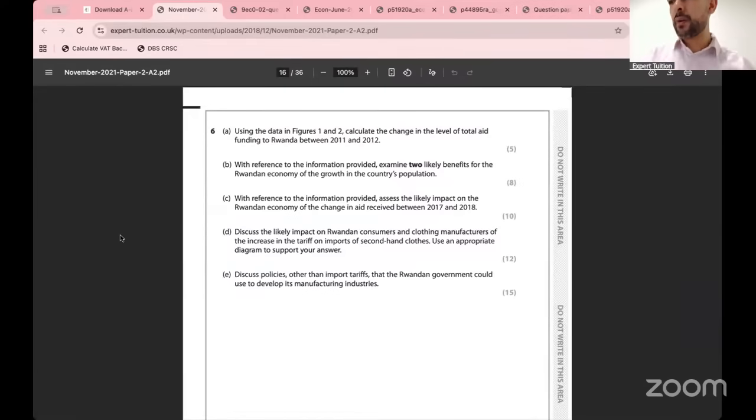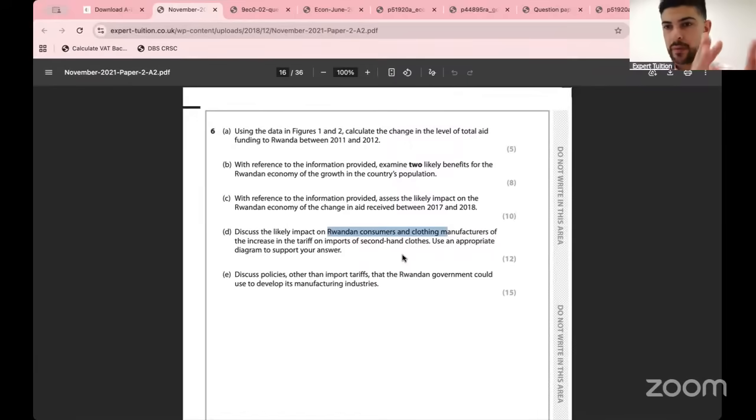It was about secondhand clothing in Rwanda, and the question was specifically asking about the impact of tariffs on Rwandan consumers and clothing manufacturers. Okay. The manufacturers hopefully is fairly straightforward because what you do is analysis. You say, hey, it's really good for them because there's now less competition. The consumers might switch away from buying the foreign secondhand clothing and buy more Rwandan secondhand clothing, so their profits are likely to go up.